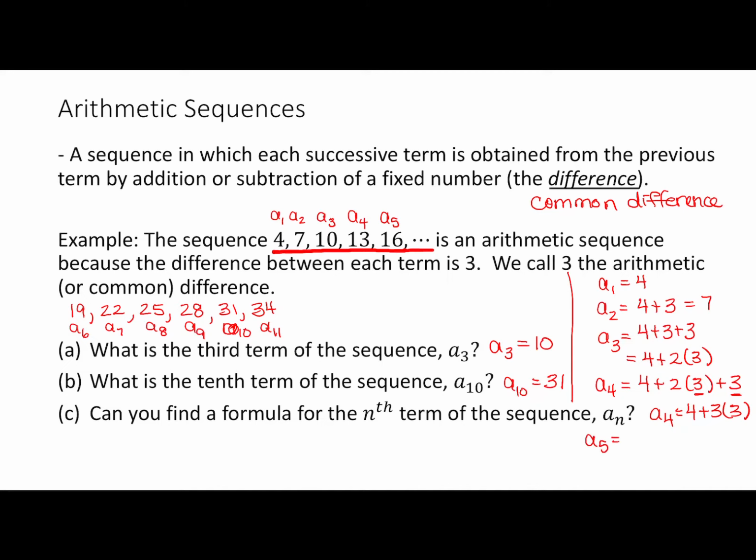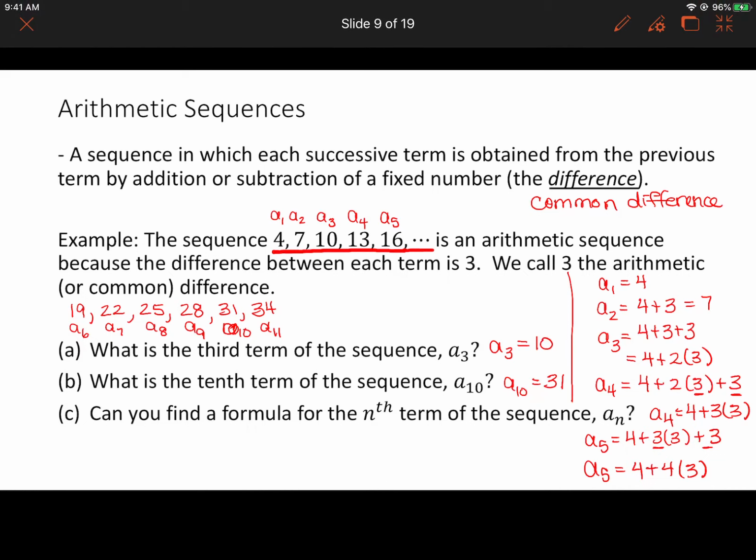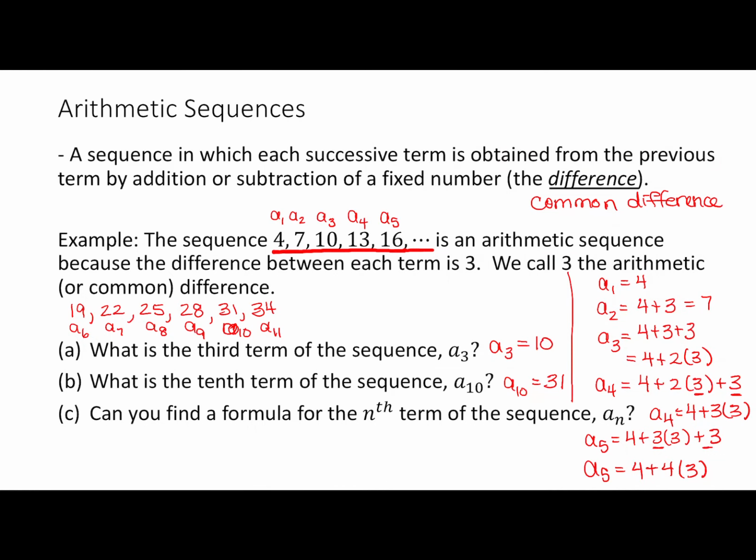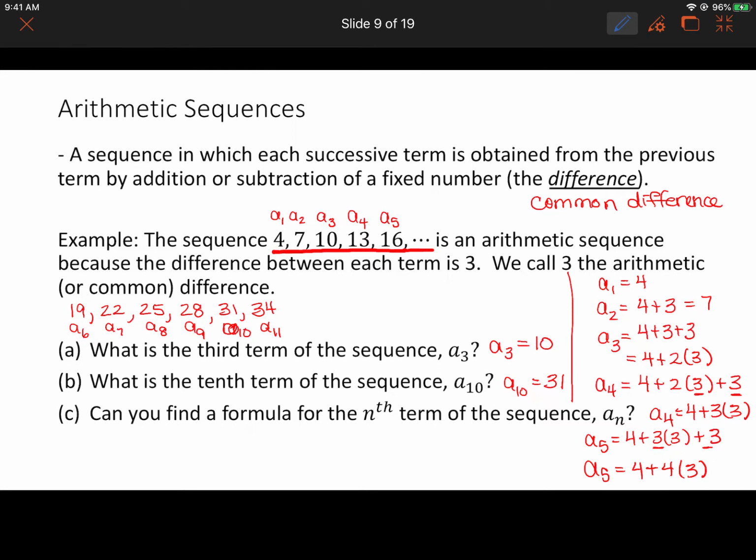A5, I'm going to take 4 plus 3 times 3, and I'm going to add 3 to that. So I have 3 3's here and 1 3 here. So this becomes 4 plus 4 times 3. And here I should pause and see if I can see a pattern. I'm going to switch my color so you can see. In fact, let me use a highlighter. Okay, so for A1 I just got 4.